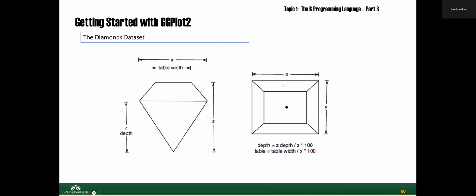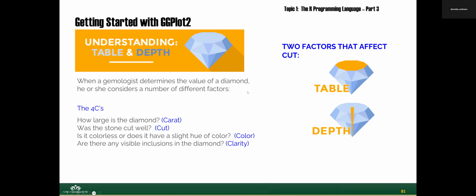And so these measures become important in determining how valuable your diamond is, in addition to the 4 C's that we always talk about with diamonds. But these dimensions actually influence the 4 C's, let me put it that way. So we've got how large the diamond is, that's our carat. How well the stone is cut, there's the cut. Then we have the color, and then the clarity of the diamond.